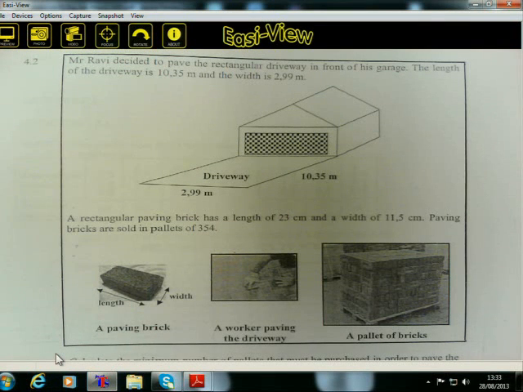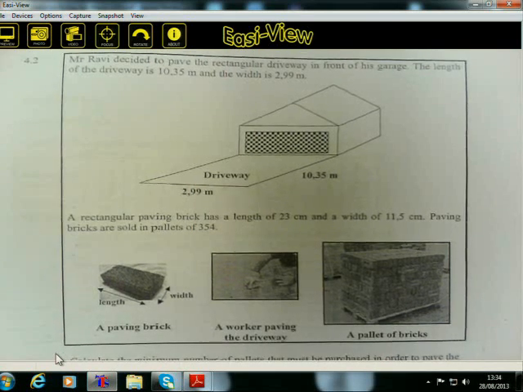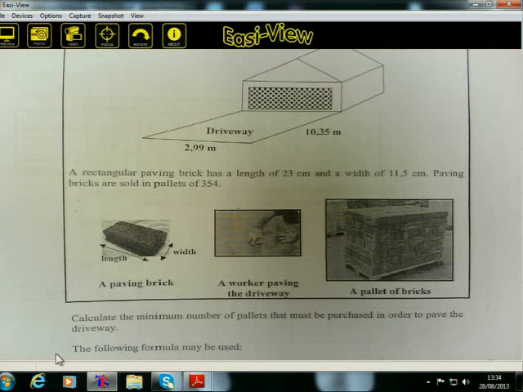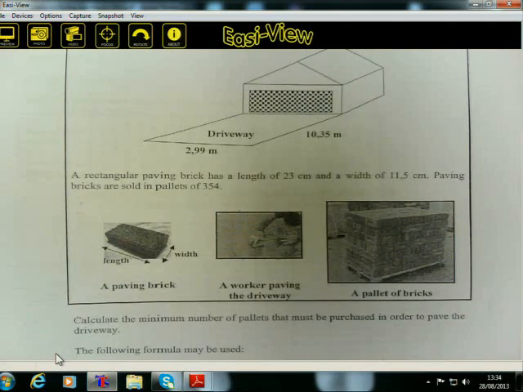In question 4.2, we are told that Mr. Ravi decided to pave the rectangular driveway in front of his garage. The length of the driveway is 10.35 meters and the width is 2.99 meters. We have the picture there of the driveway. A rectangular paving brick has a length of 23 centimeters and a width of 11.5 centimeters. Paving bricks are sold in pallets of 354. In the pictures that we are also given there, we can see a picture of the paving brick. We have a worker that is paving the driveway, as well as a pallet of bricks.